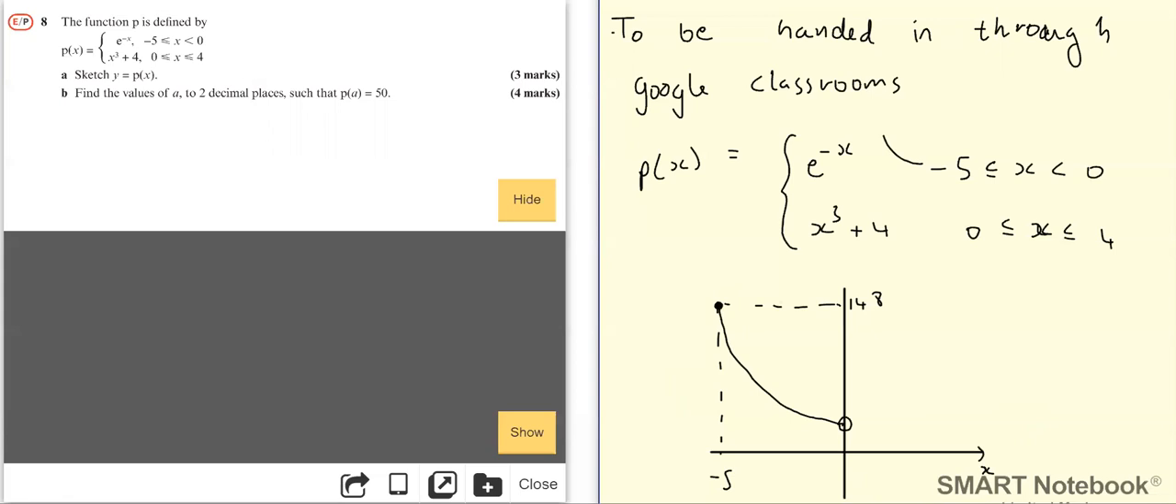Okay, so this is for the first bit. Between -5 and 0, we have now dealt with that. Now, between 0 and 4, we've got a cubic graph which is shifted up by 4. And so at 0, the y value is going to be 4. What's this y value at the blank circle? I've missed something out, which I'm going to lose marks for there. What is the value inside that blank circle there, please?